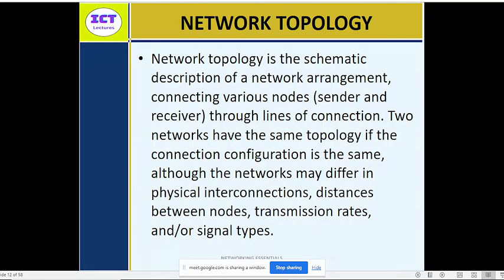Then we also need to look at topology. When we talk about a topology, this is a layout, how you implement a particular structure.